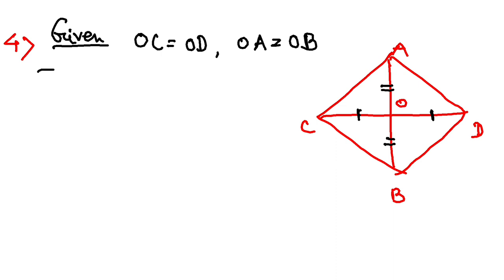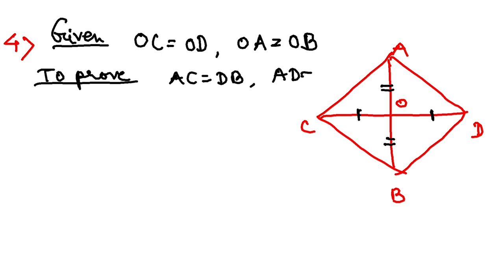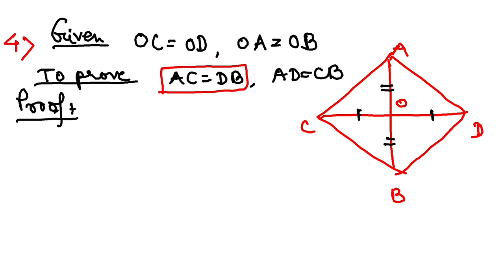Now what you need to prove? I need to prove two things. The first one is that AC is equal to DB, and then I have to prove AD is equal to CB. Again you have to prove two triangles congruent. Which two triangles I'll take will depend on what you have to prove. You have to prove that AC is equal to DB. AC is from OAC and DB is from OBD. So I'll take triangle OAC and triangle OBD.